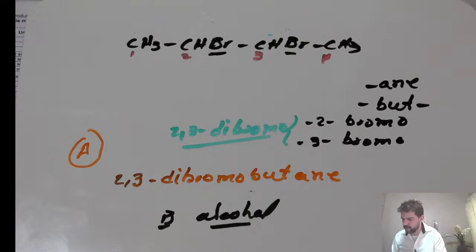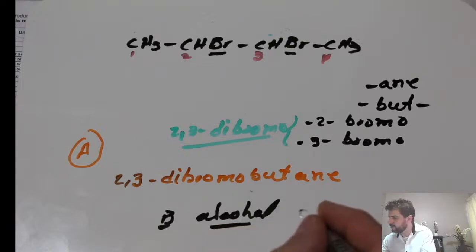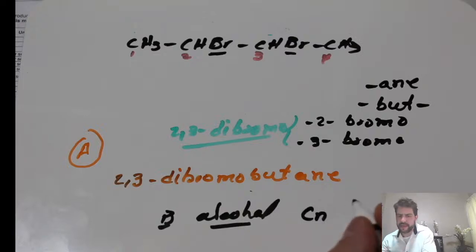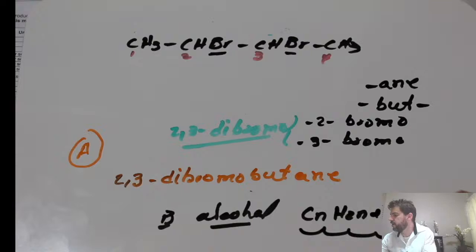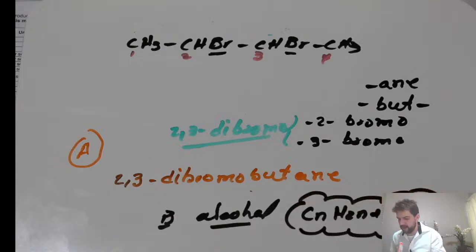So the general formula for the alcohol is CN. I'm going to write it here. CnH2n+1OH. That is the general formula for alcohols. All right, I'm going to show you now. It is right in here.